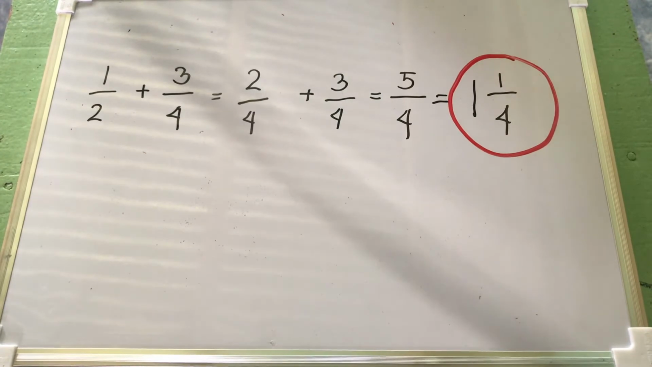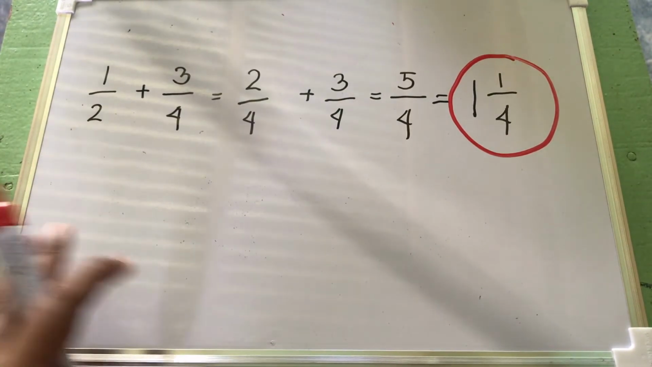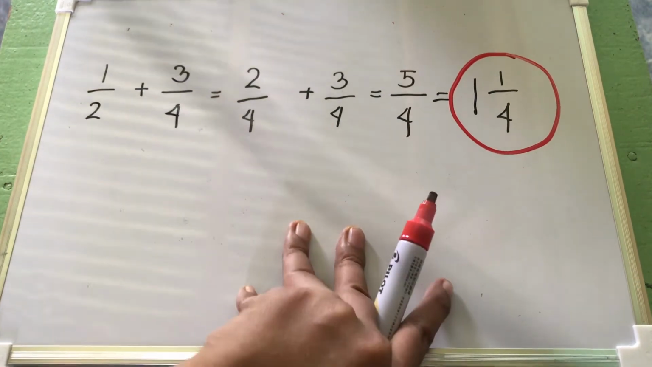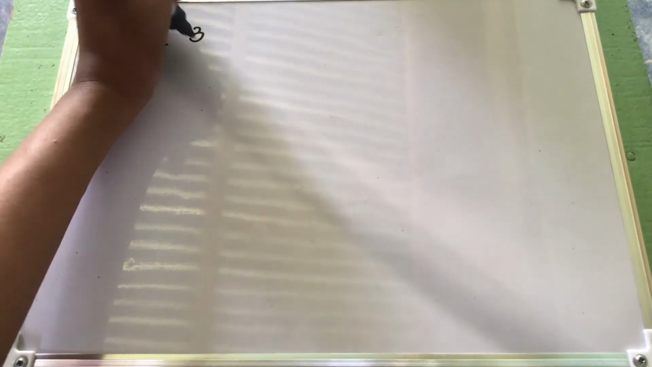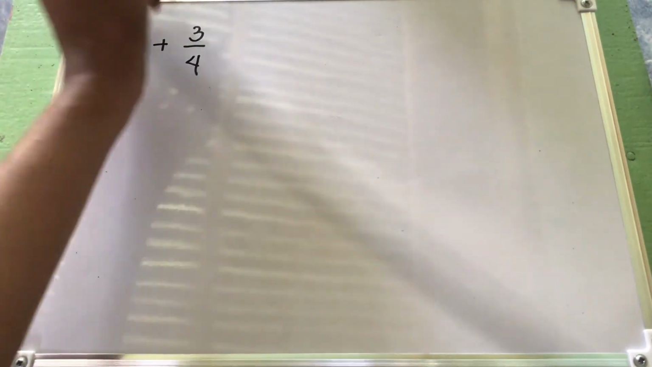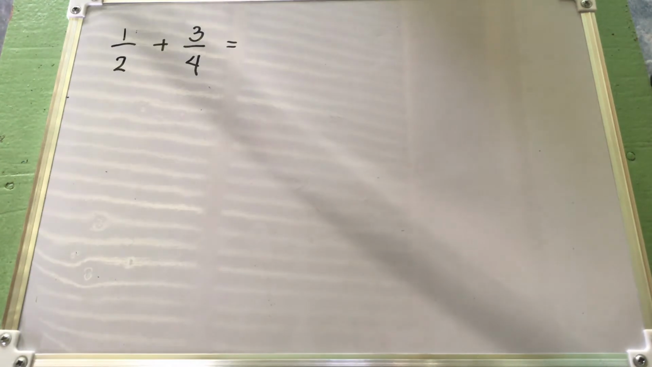Now, there is another way to solve this one. So, if this is difficult for you, we can try to solve it using a different way. So, we have a second solution. So, let's try. Once again, we have 1/2 plus 3/4.